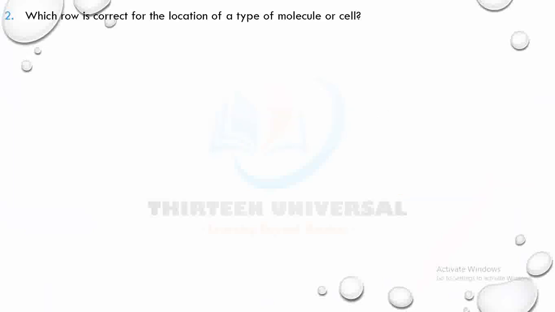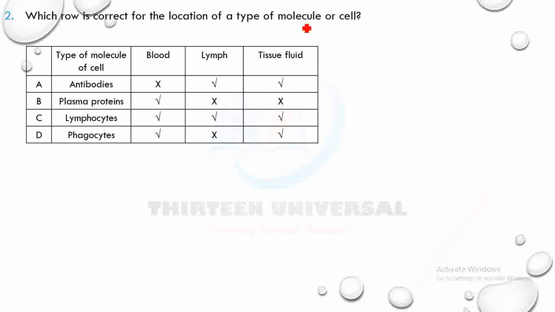Let's move on. Which rule is correct for the location of molecule or cell? Let's go. Try it, guys. This is the type of molecule, and blood, lymph, tissue fluid are all found here. So pause the video and try it. Now, antibodies are found in the blood, so that disqualifies this. Plasma proteins are found in the blood, yes, but they're also found in lymph and tissue fluid. So that makes this wrong.